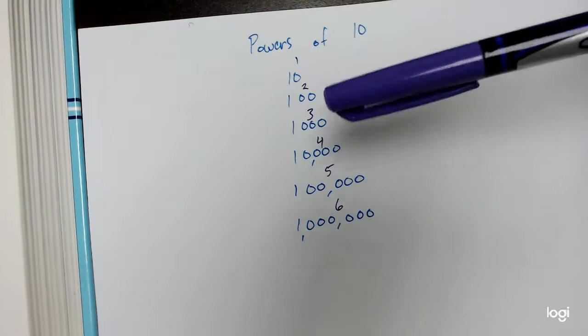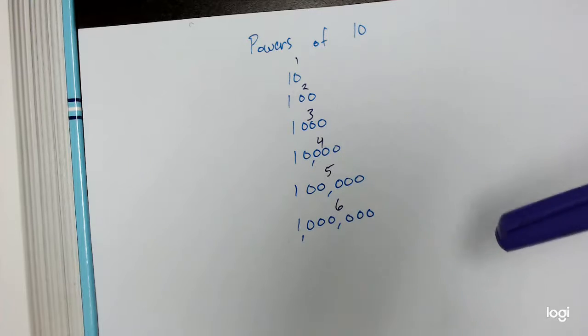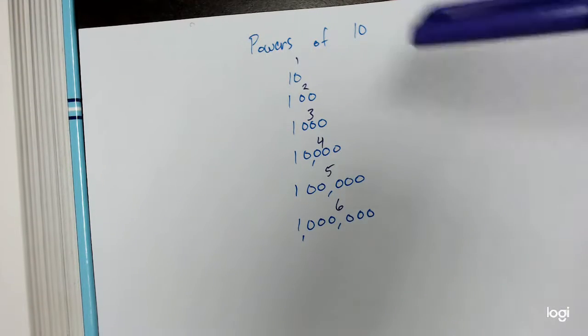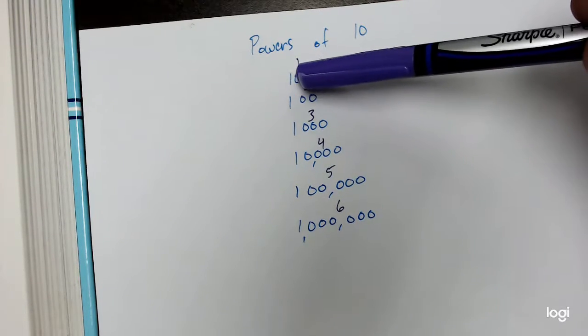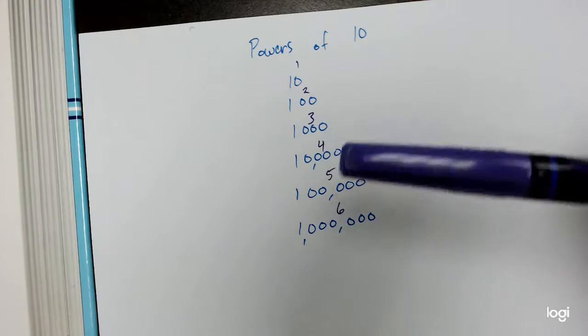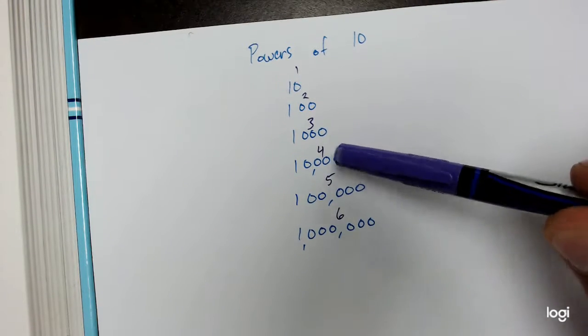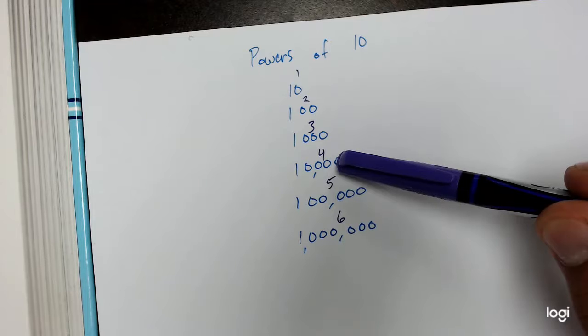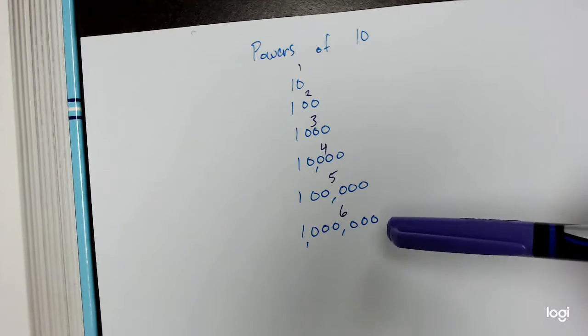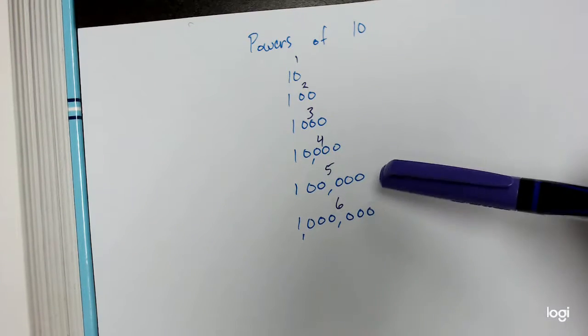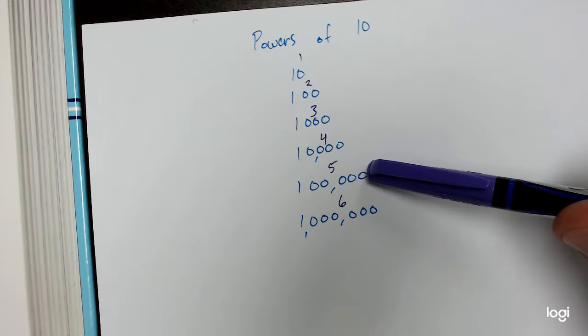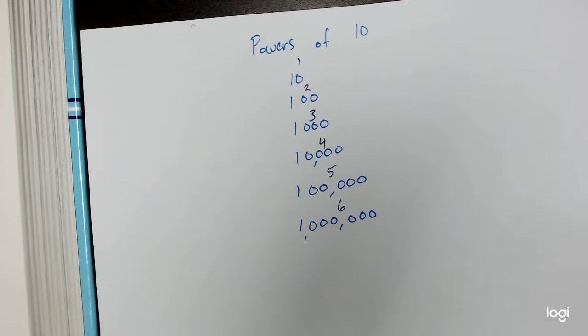And then the other thing that's interesting is each group is in fact made of 10 of the previous group. So for example, 10 added up 10 times equals 100. Or if I were to go to 10,000, 1,000 added up 10 times equals 10,000. Or even a million is equal to 100,000 added up 10 times. So that's another cool thing to notice about these powers of 10.